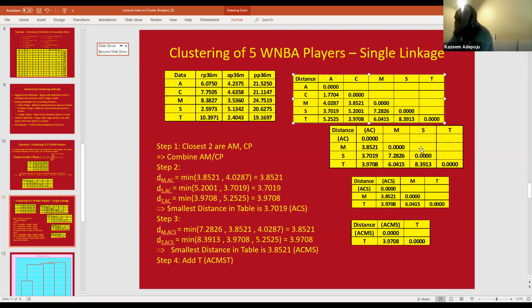And the same thing that I do here. How do I know which one to match? Right here, I look at the smallest. This is 3.85. This is 3.70. Let's see. This guy here is the smallest. If this guy is the smallest, then I'm going to match ACS. Look at that. If I match AC and S, then I'm going to be left with M and T. That was why I write ACS, then M and T.